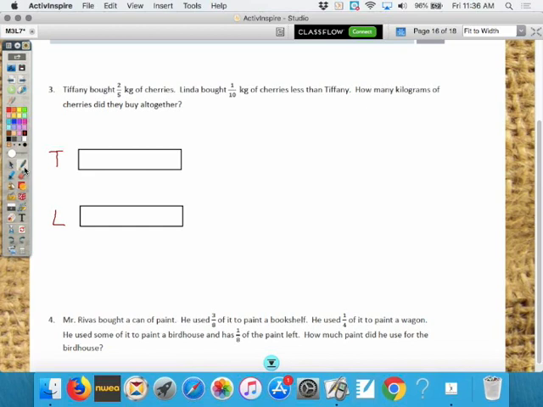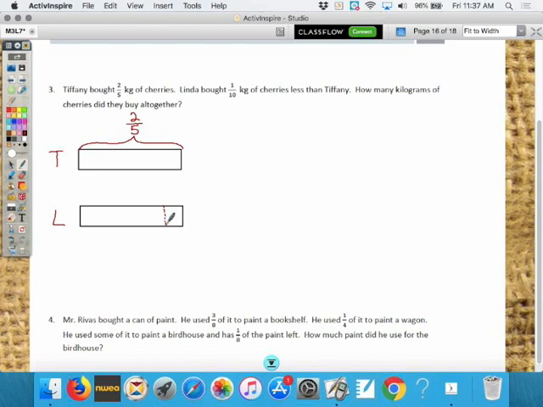Okay, so I'm going to read it again, and then you're going to help me figure out what to put on these two. One for Tiffany, one for Linda. Tiffany bought 2/5 kilograms of cherries. Linda bought 1/10 kilogram of cherries less than Tiffany. How many kilograms of cherries did they buy altogether? So do we know what Tiffany bought? 2/5. Okay. Do we know what Linda bought? Sort of. 1/10. 1/10 what?